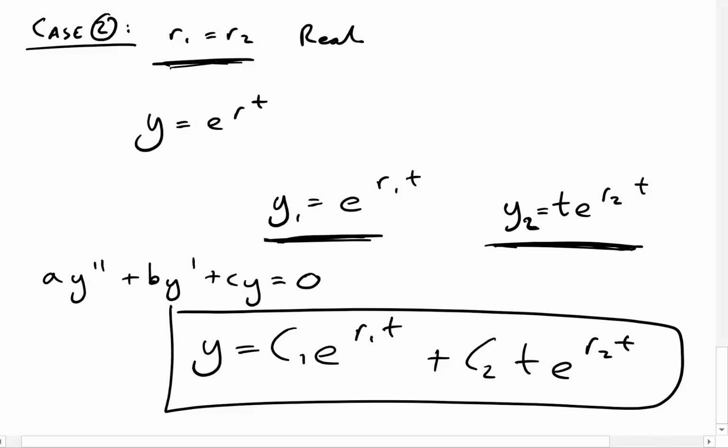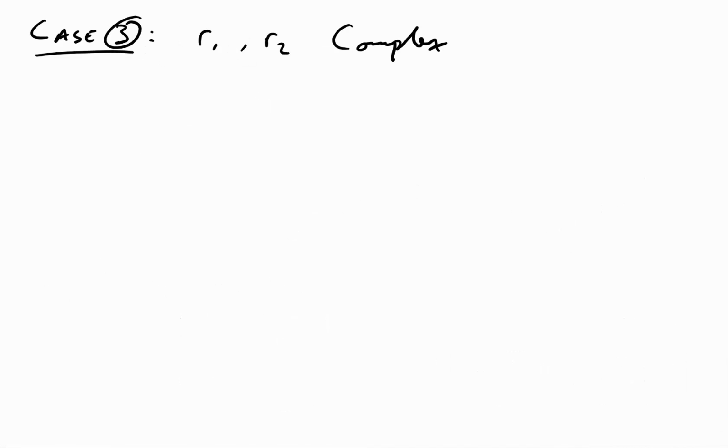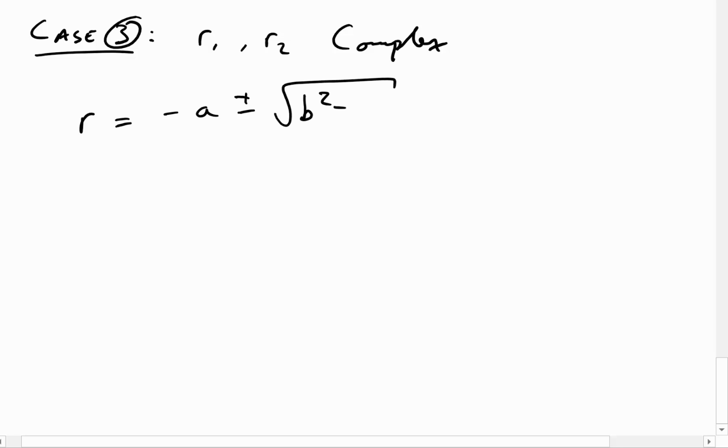Okay, so let's look at the third. So this is now the case when r1 and r2 are complex. Remember how we got r? We got r by using the quadratic formula: minus b plus or minus the square root of b squared minus 4ac, all over 2a. So in other words, what we're saying now is that this thing is going to be negative. In other words, it will lead to a complex number.